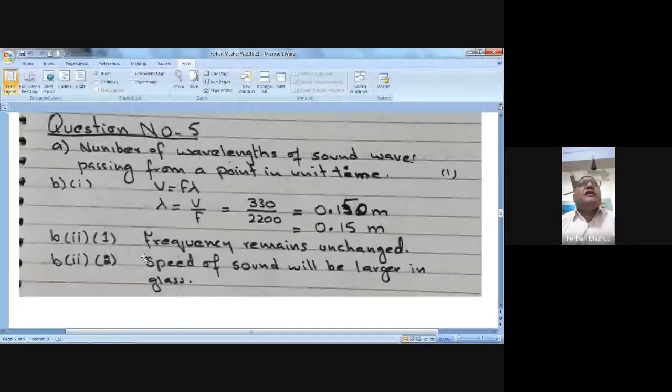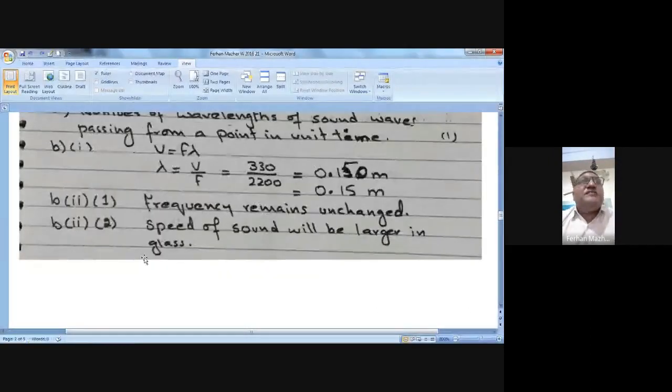Let me show you. Here you see B first part. V is equal to F lambda, so lambda is equal to V by F. V is 330 and F is 2200. You divide them, the answer will be 0.15 meter. I hope you have understood it. It's a 2-mark numerical.